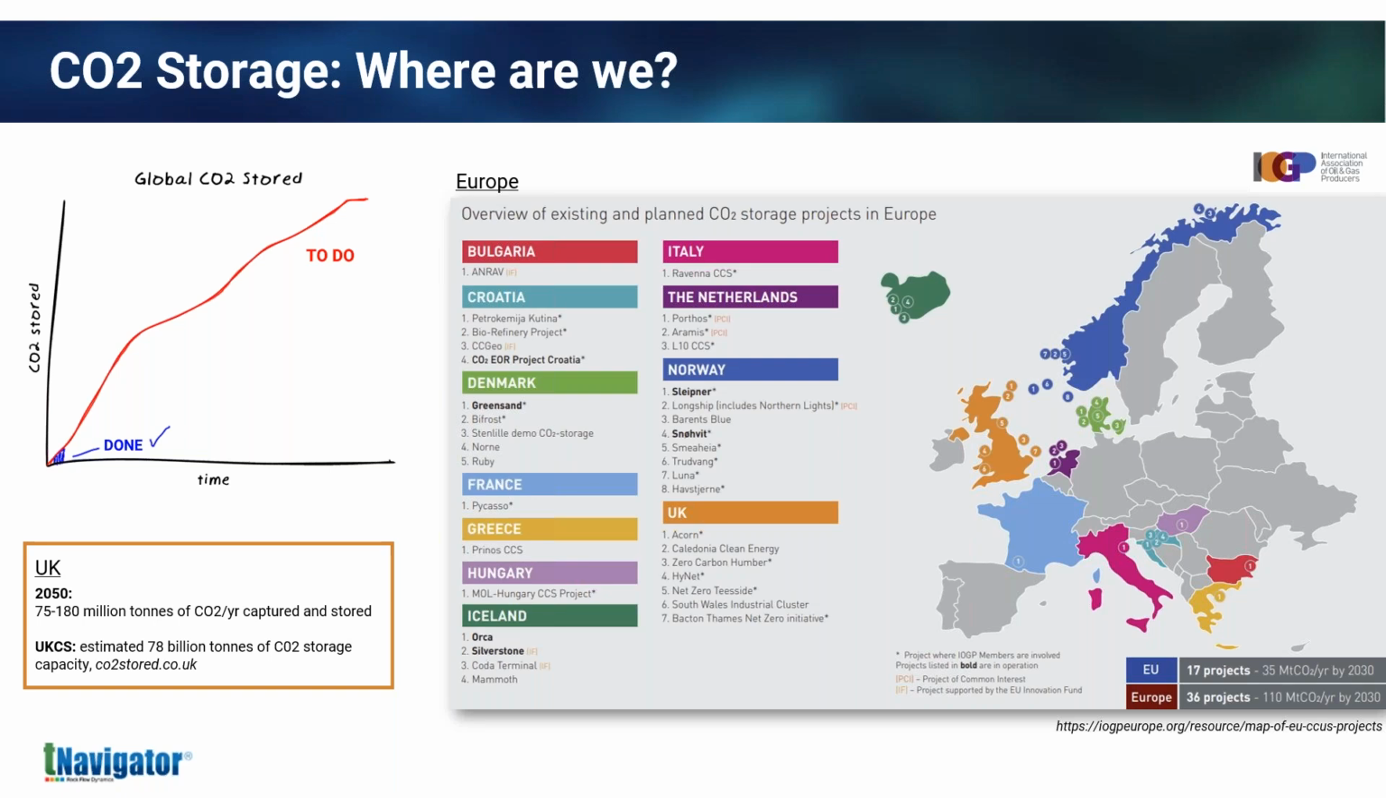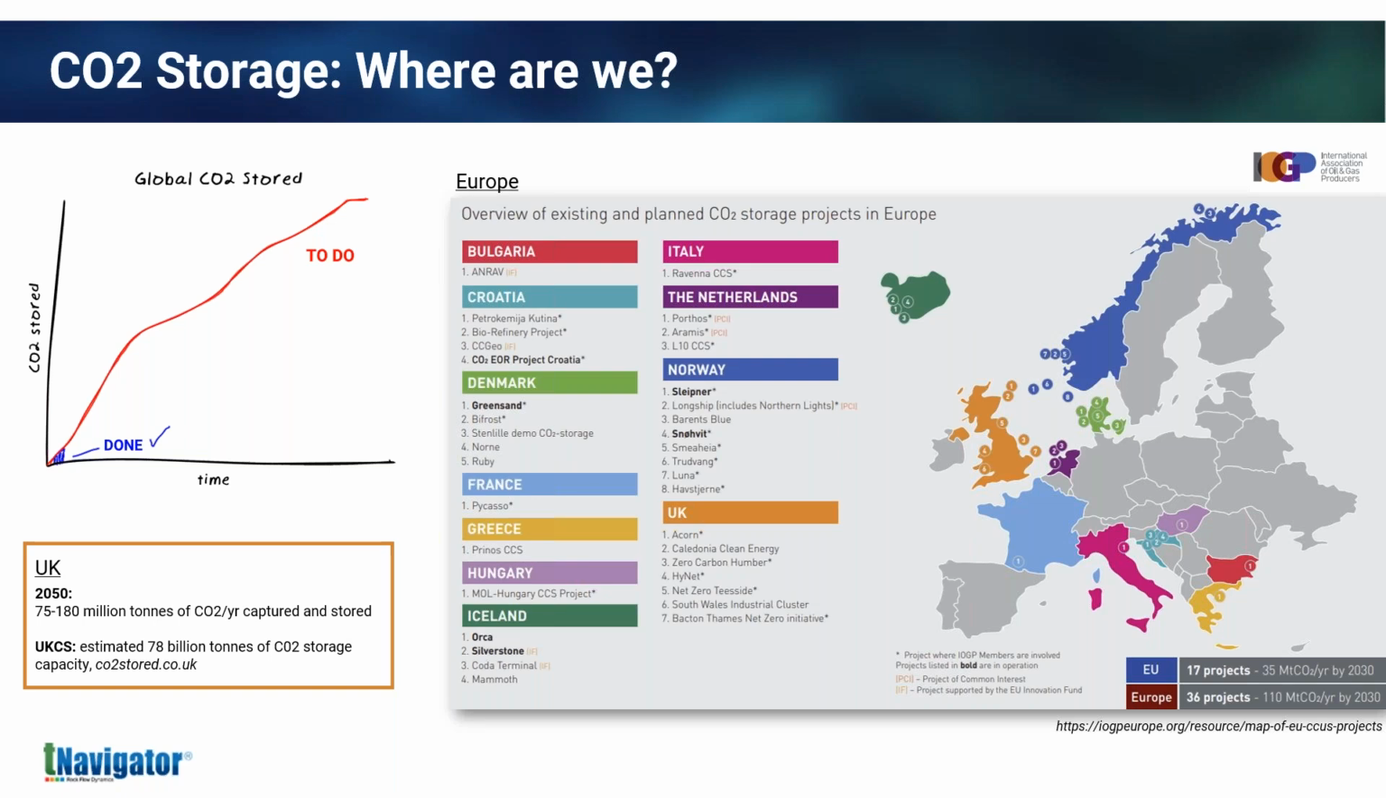There's a great website called co2storage.co.uk. If you've not been on it, I can highly recommend it. I think it's one of the first countries to release this kind of database, which allows you to look at the potential storage sites for the whole of the UK continental shelf. They estimate there's 78 billion tons of CO2 storage capacity.